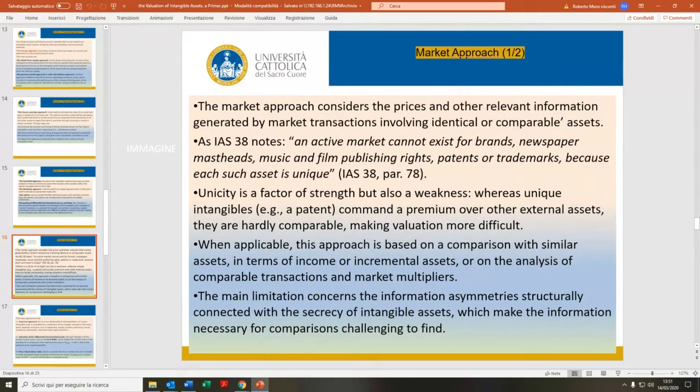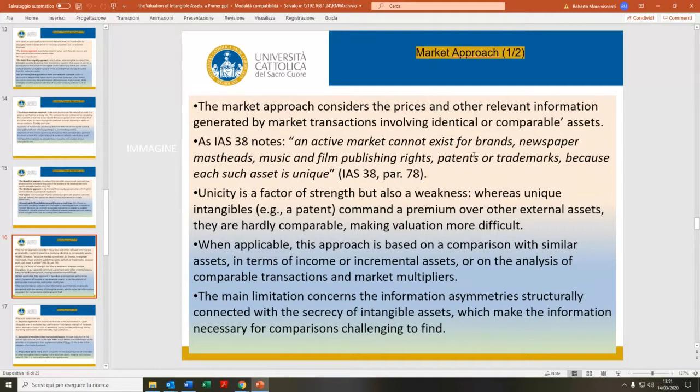And we have a reminder in the International Accounting Standard 38, according to which an active market cannot exist for brands, newspaper mastheads, music and film publishing rights, patents or trademarks, because each such asset is unique.